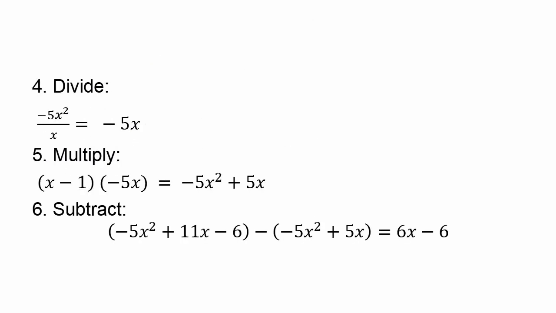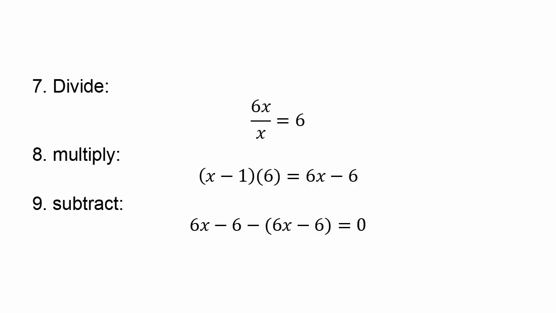4. Divide minus 5x squared by x to get minus 5x. 5. Multiply x minus 1 by negative 5x to get minus 5x squared plus 5x. 6. Subtract: minus 5x squared plus 11x minus 6, minus open bracket minus 5x squared plus 5x close bracket, is equal to 6x minus 6.